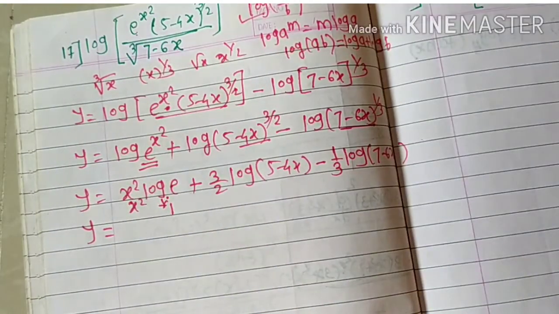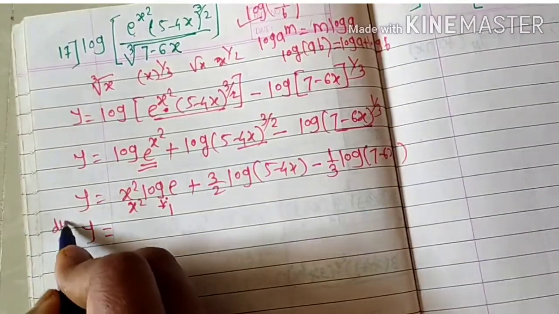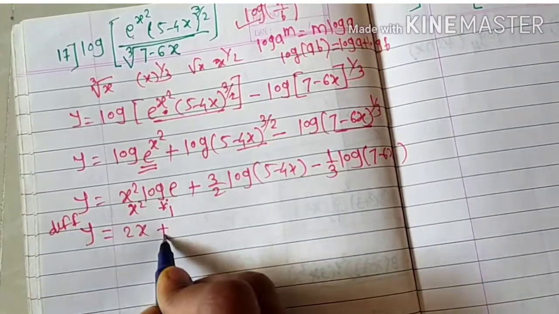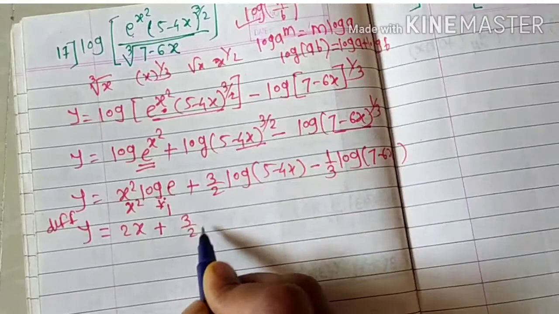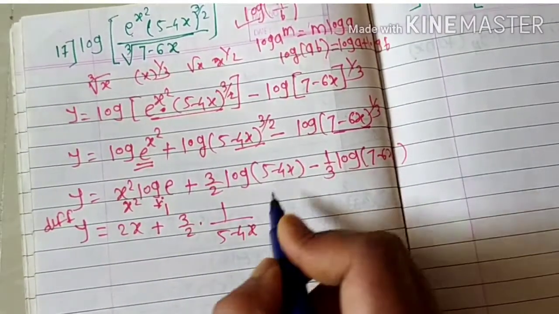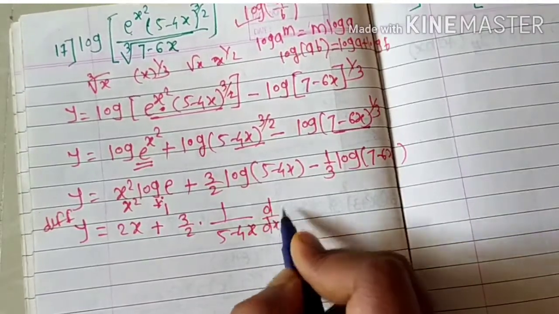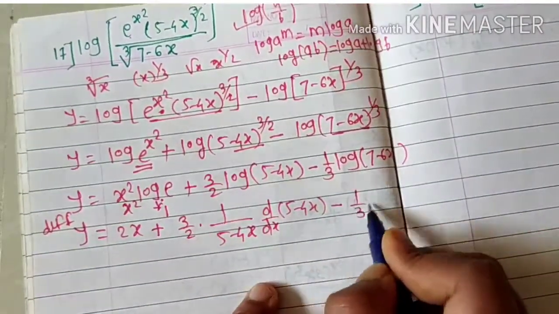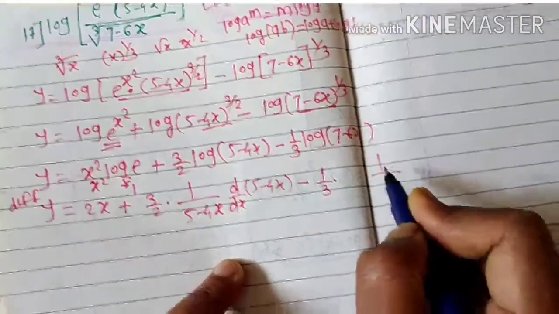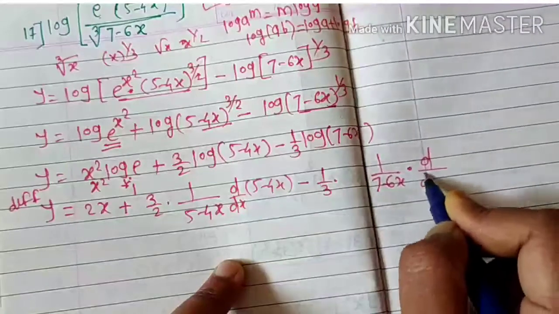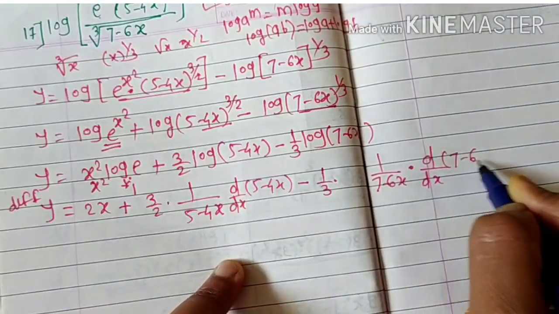Then next, we differentiate this. Differentiating, the x square derivative is 2x, plus 3 by 2 times the log derivative, which is 1 upon 5 minus 4x, into the derivative of the inside term, that is 5 minus 4x, minus 1/3 times the log derivative, 1 upon 7 minus 6x, into the derivative of 7 minus 6x.